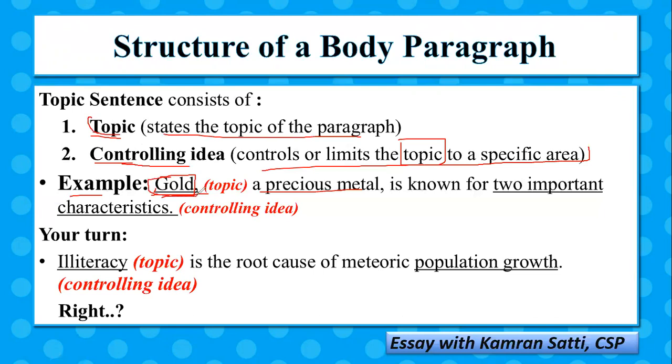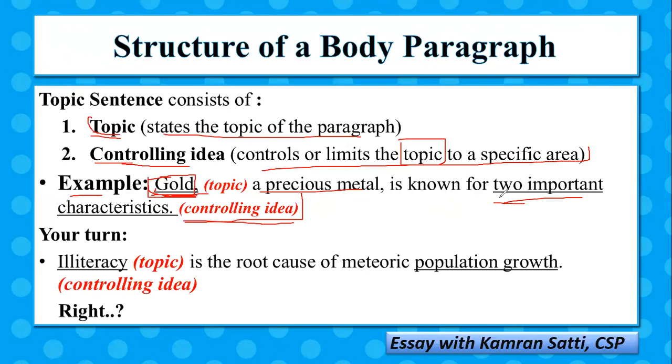Remember, we can talk about anything about gold, but we have to make it clear to the examiner what particular thing we are going to talk about in the body paragraph. So here, the controlling idea is "two important characteristics." The highlighted and underlined phrase is the controlling idea. Gold is the topic of the body paragraph, and this phrase limits the scope of our body paragraph. Now the examiner knows that what the student is going to talk about in this particular body paragraph is its two important characteristics.